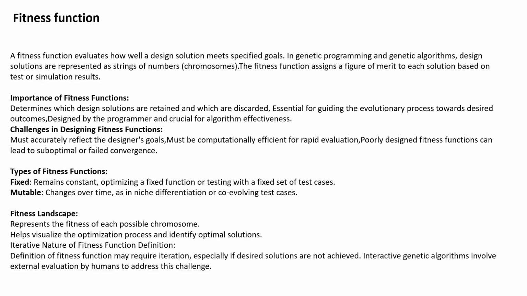In genetic programming and genetic algorithms, design solutions are represented as a string of numbers that we saw in the earlier slides in chromosomes. So we will have some sort of a bit array or a bit vector, and this function assigns a figure of merit to each solution based on test or simulation results. So basically, it will assign a certain score to all the chromosomes, basically all your solutions, and based on the score, it will be determined whether your set of solutions will pass on to the next generation or not.